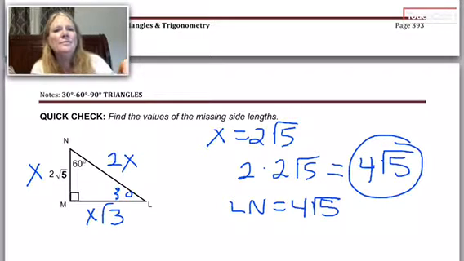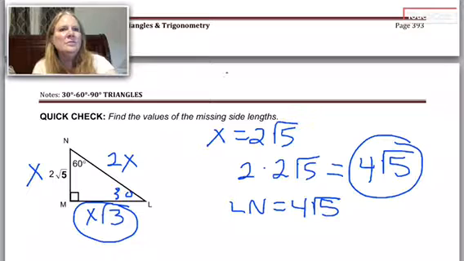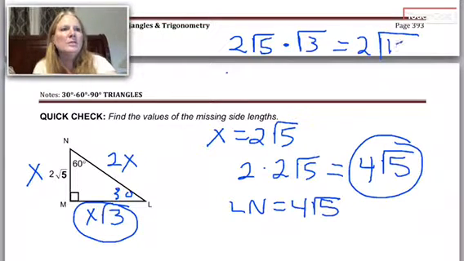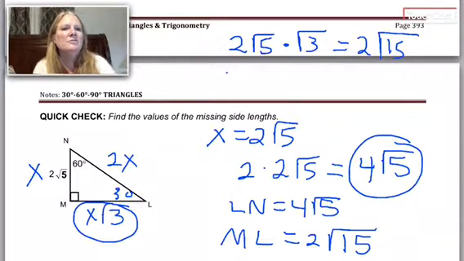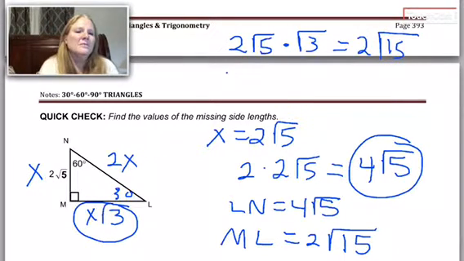Now, X to the square root of 3, you're going to take X, which is 2 to the square root of 5, and multiply it by the square root of 3, which equals 2 to the square root of 15. So ML is 2 to the square root of 15. You can't simplify that any further.